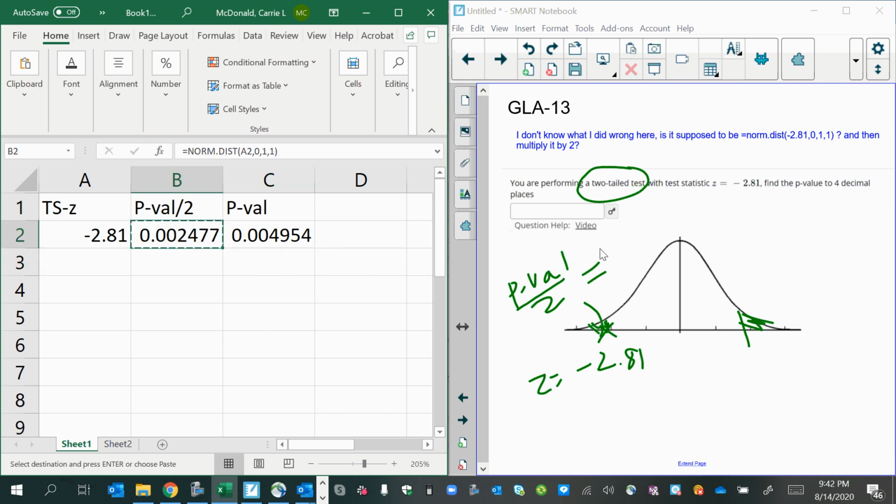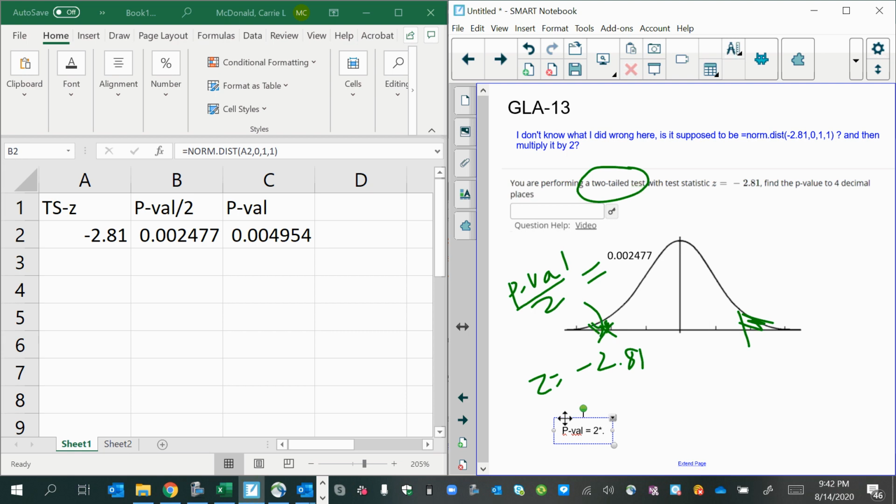Okay, so while this area on the left is in fact 0.002, the total p-value is equal to twice that, to give us 0.004954.